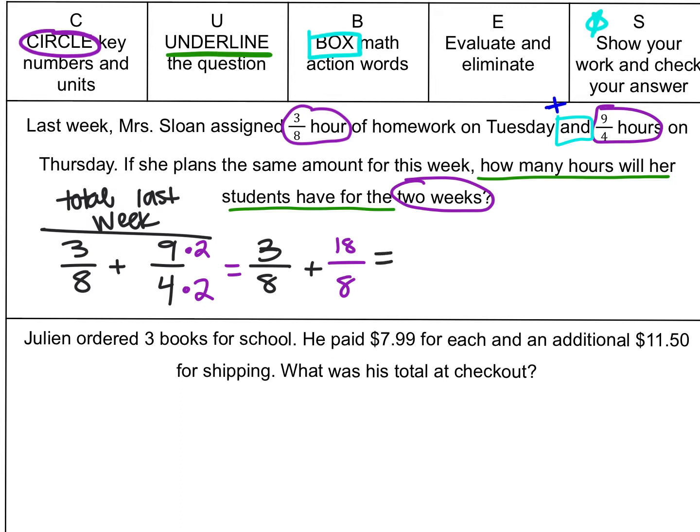Okay. And then we can just add the numerators. 3 plus 18 is 21. And when I'm adding and subtracting, my denominator stays the same. So 21/8 of an hour is the total from last week.